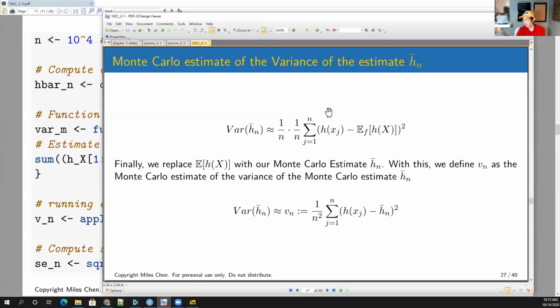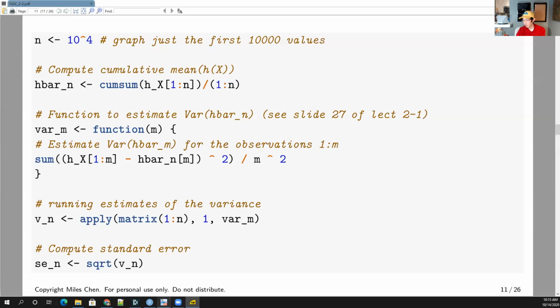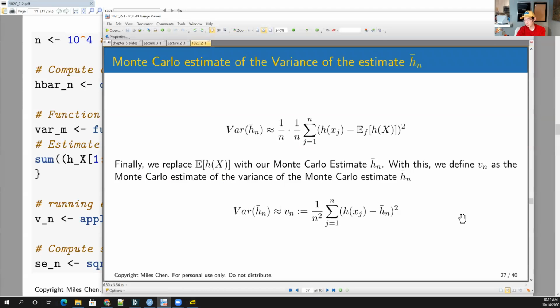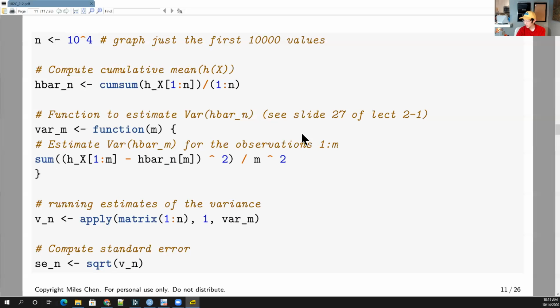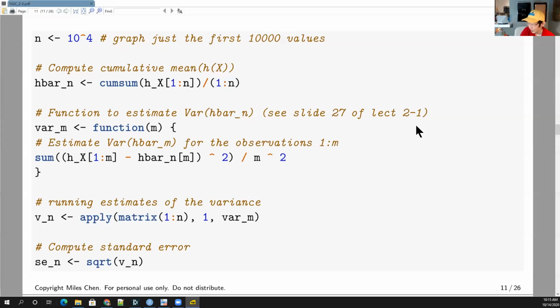Okay, and all of this is informed by the work that we did on Monday using these slides here. I refer to this: see slide 27 of lecture 2-1. So when you go reviewing your notes, and you're wondering where this is coming from, it's coming from here.